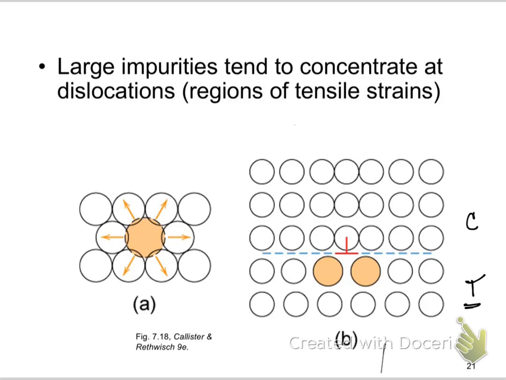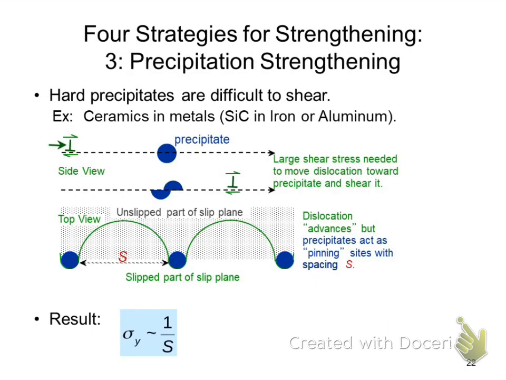All right, so that's the general behavior properties. Okay, so let's look at our third strategy for strengthening. We're going to call this one precipitation strengthening. Okay, so let's look at first, what do we mean by precipitation?